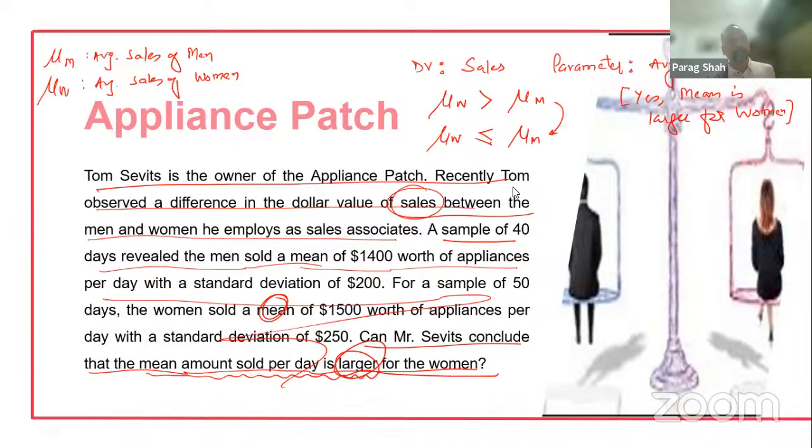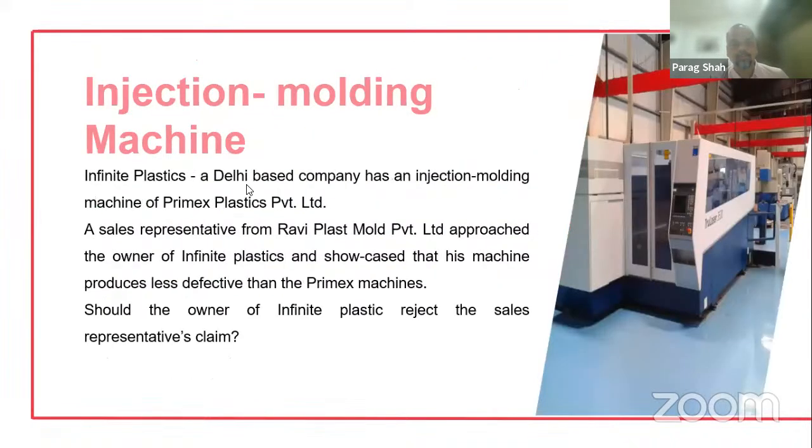Now getting the idea, null and alternative. We'll take sums also based on this. This was just a case study kind of thing to clarify your null and alternative concept. Sure. We'll move on. There are many more examples. I'm not going into that right now.